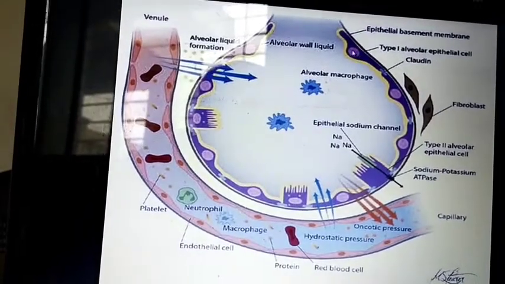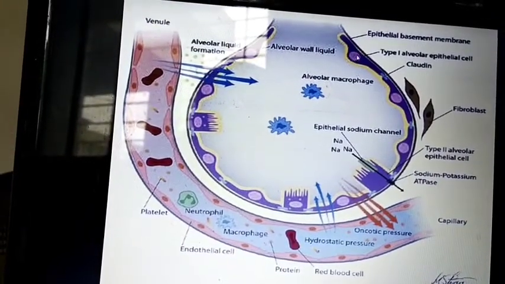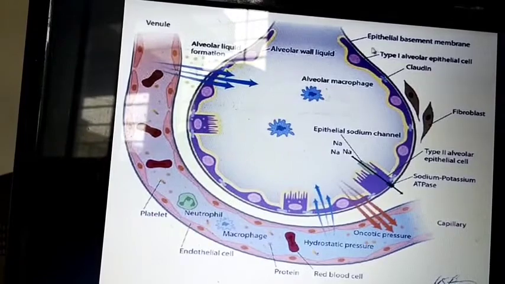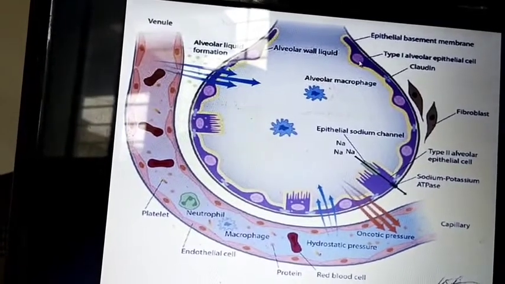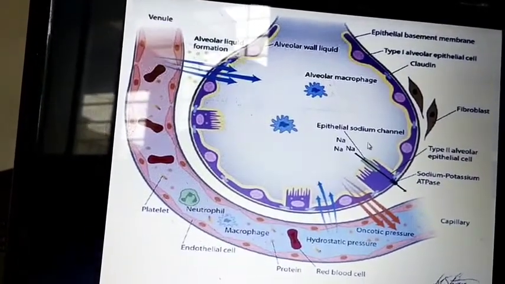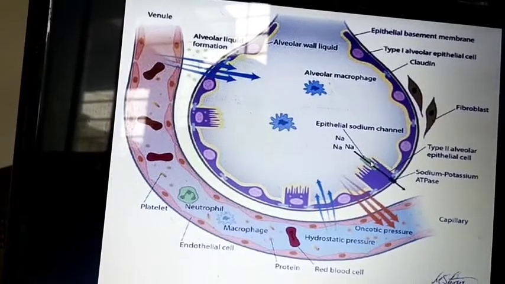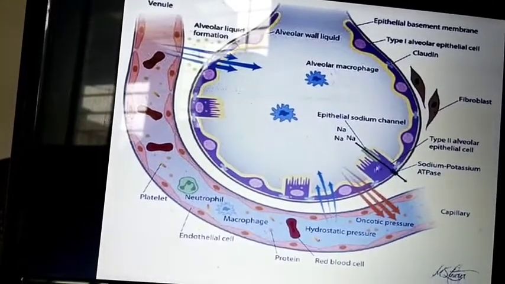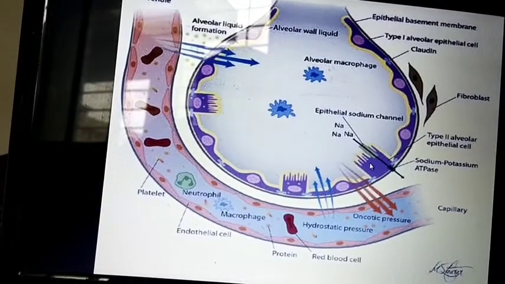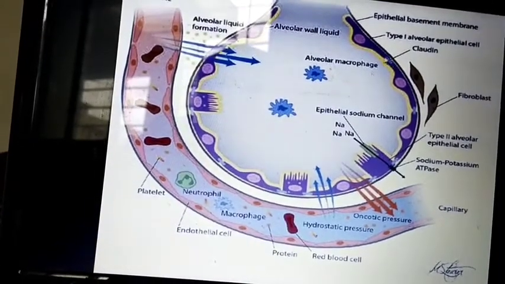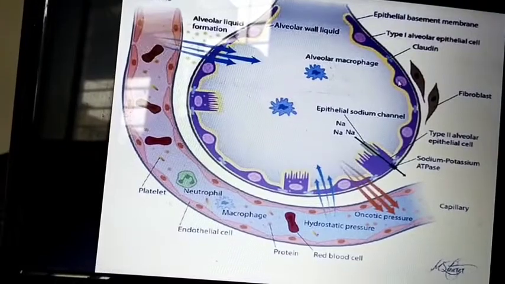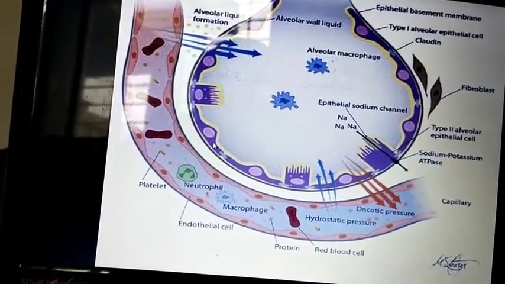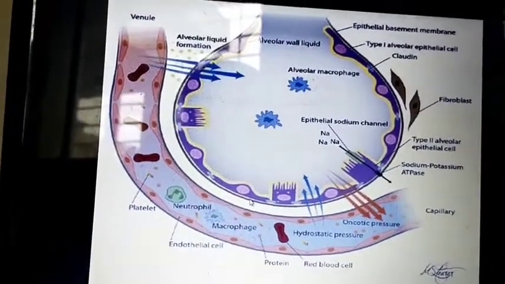Okay, and this is the type 1 alveolar epithelium. Mainly gas exchange occurs on the type 1 alveolar epithelial cells, and type 2 alveolar epithelial cells mainly produce this liquid. You can go for the next slide.